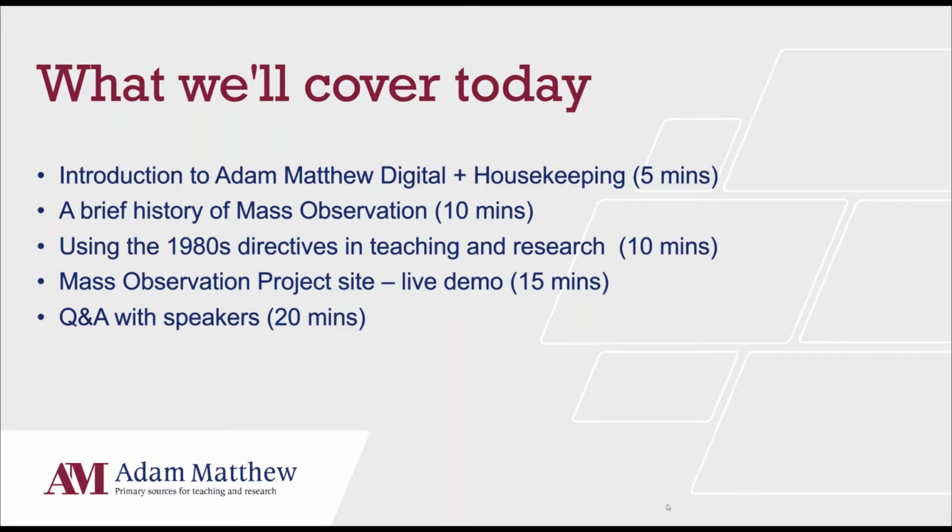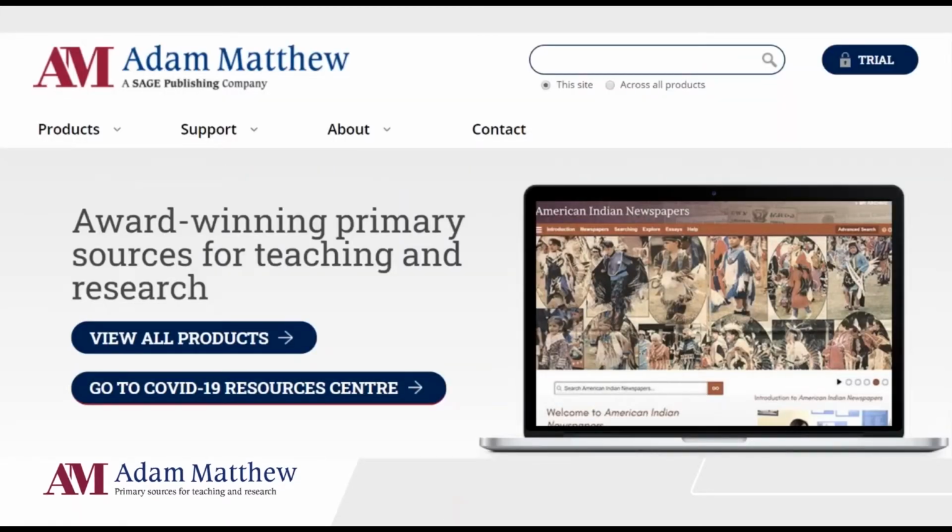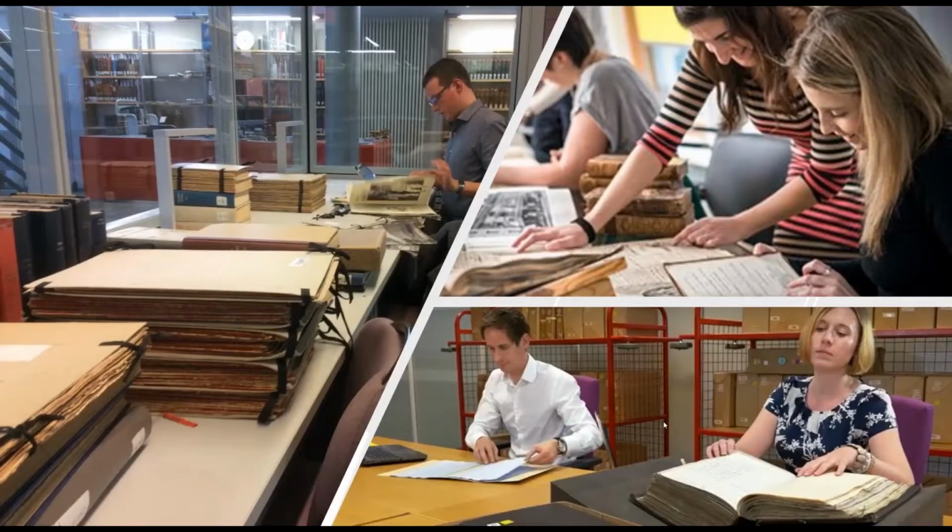So without further ado, I think we will get started. So first of all, a very quick introduction to who Adam Matthew are. Adam Matthew are a publisher of digital primary source collections and platforms for the humanities and social sciences. We started as a microfilm publisher back in 1990, but since 2003, we've been producing digitized archival collections for teaching and research in a huge range of academic areas across the humanities and social sciences. All of the collections we produce are unique and completely bespoke and serve a wide range of academic areas.